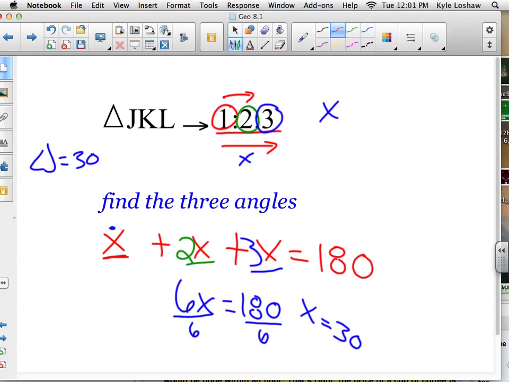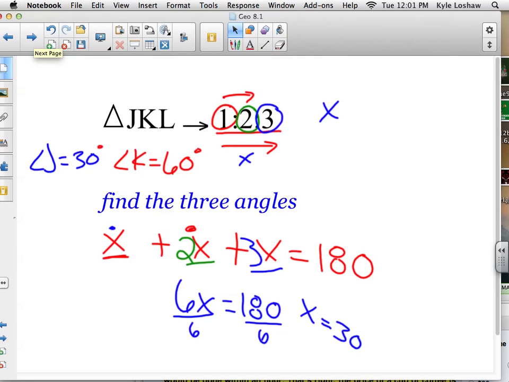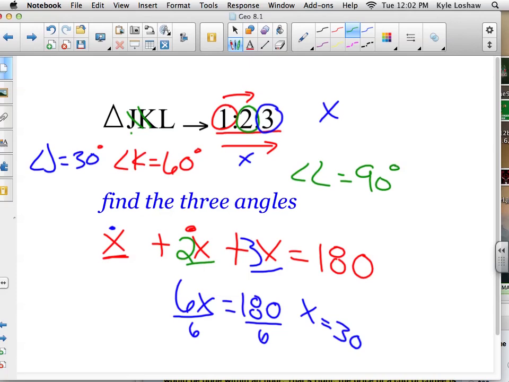We could say that angle K is 2x, so it would be 60. These are all degrees, so don't forget your degrees. And then the last one, we have angle J and angle K, so now we need angle L. Angle L would be this 3x, the 3 part of our ratio, so angle L is 3 times our 30, which is 90 degrees.